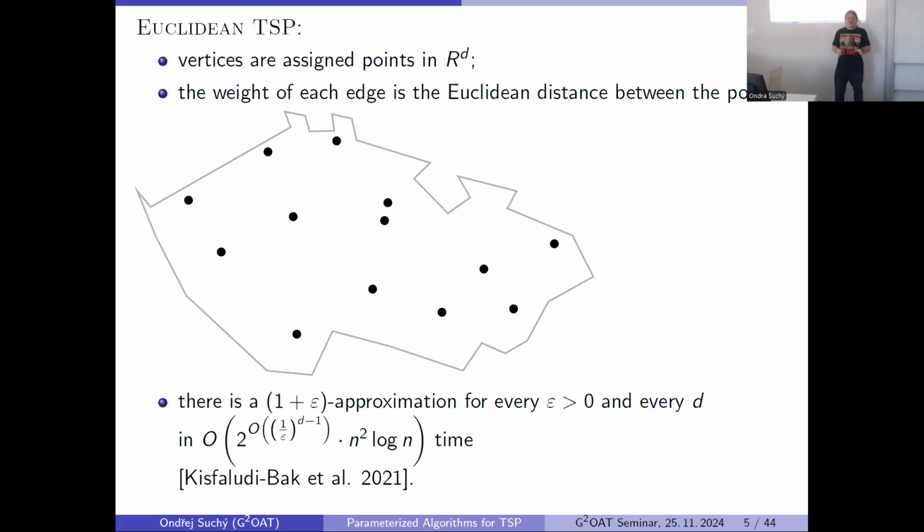Another special case, even more specialized, is Euclidean TSP, where the vertices are points in some d-dimensional space, and the weight of each edge is simply the Euclidean distance between the two points. So this would be almost like the first example that I showed you, although if you are going by car, it's not just the distance that matters. But for this special case, you can have a 1 plus epsilon approximation for any positive epsilon and in any dimension, and if the epsilon and the dimension are fixed, you can do it in roughly n squared times logarithm of n.